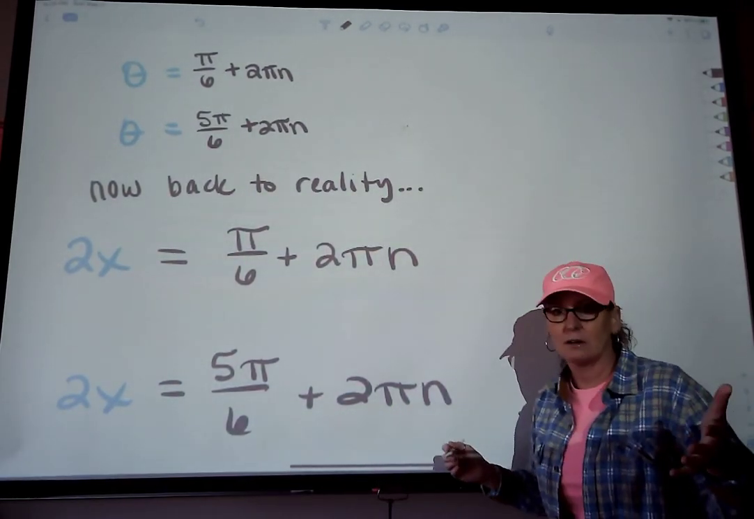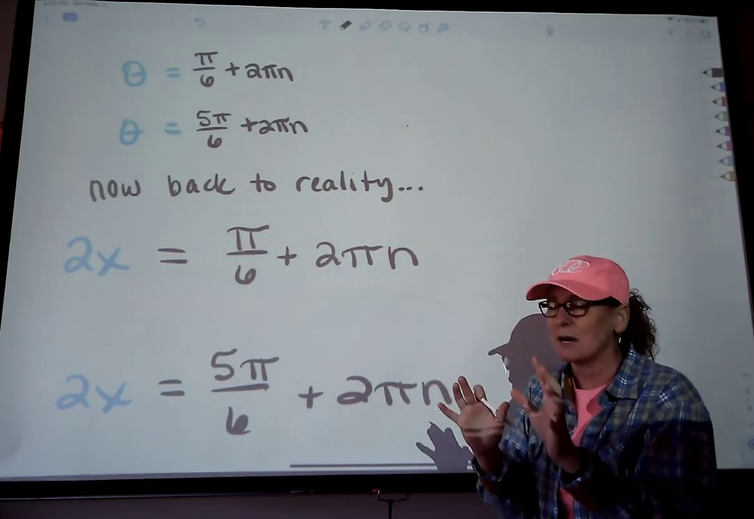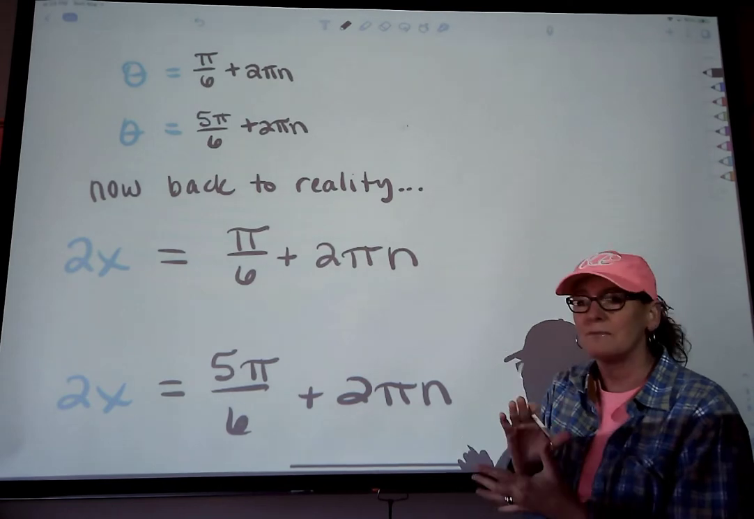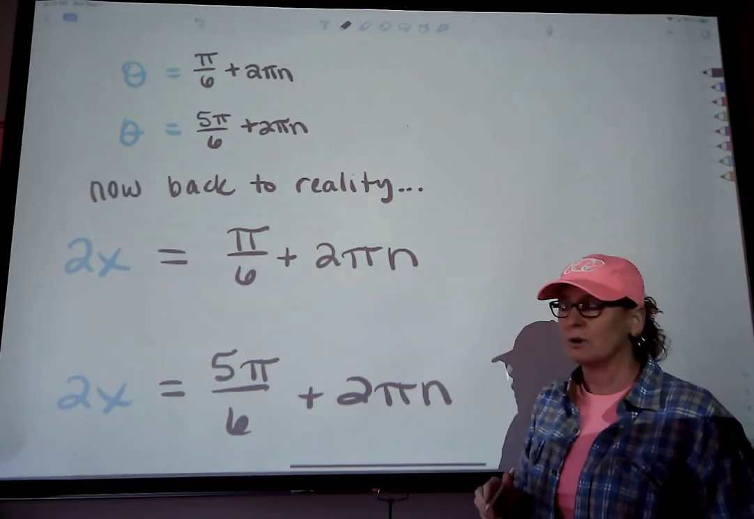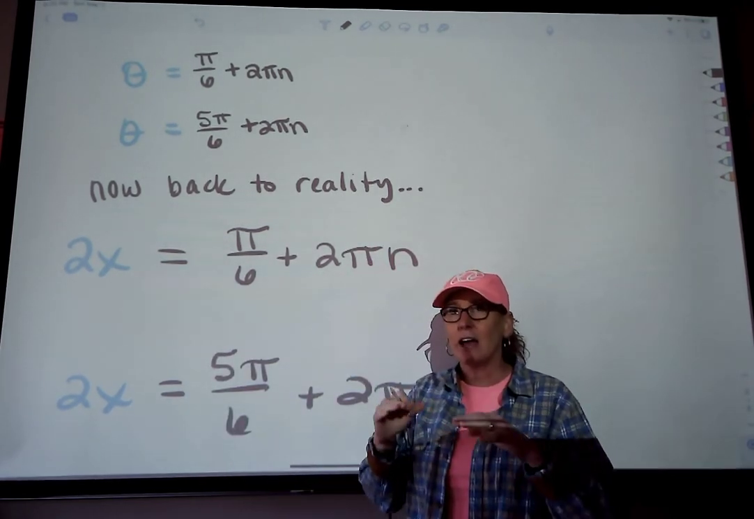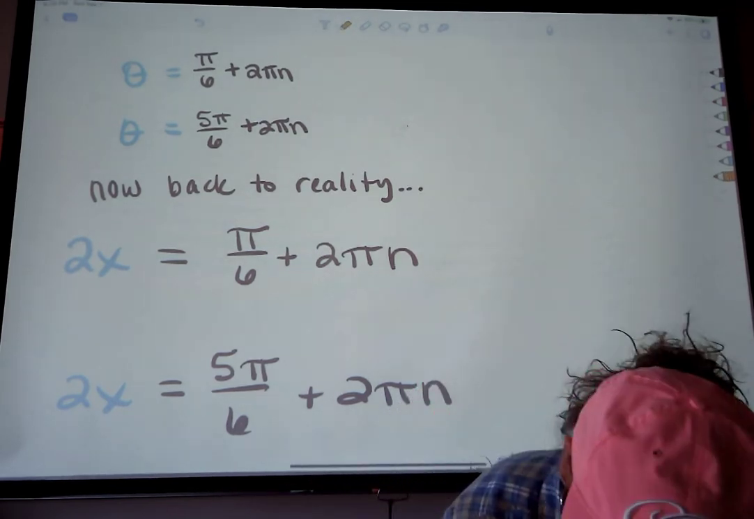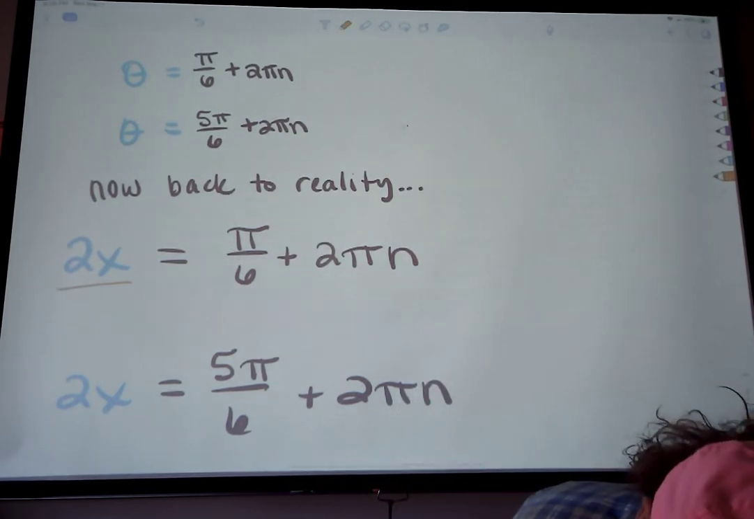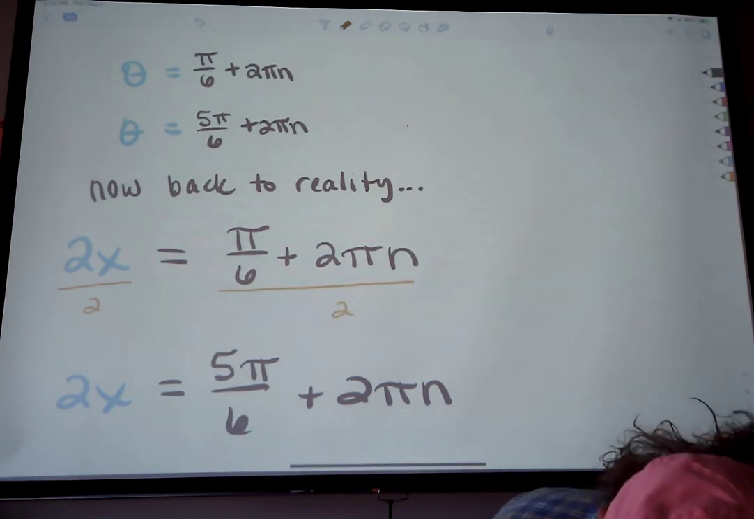You okay with that? I pretended it was theta. I got my answers. I said, oh, no, back to reality. It was really 2x. Now, solve for x. What do you do to get x by itself? You divide everything by 2. So I'm going to divide this side by 2. I'm going to divide all of this side by 2. And you know what I get?